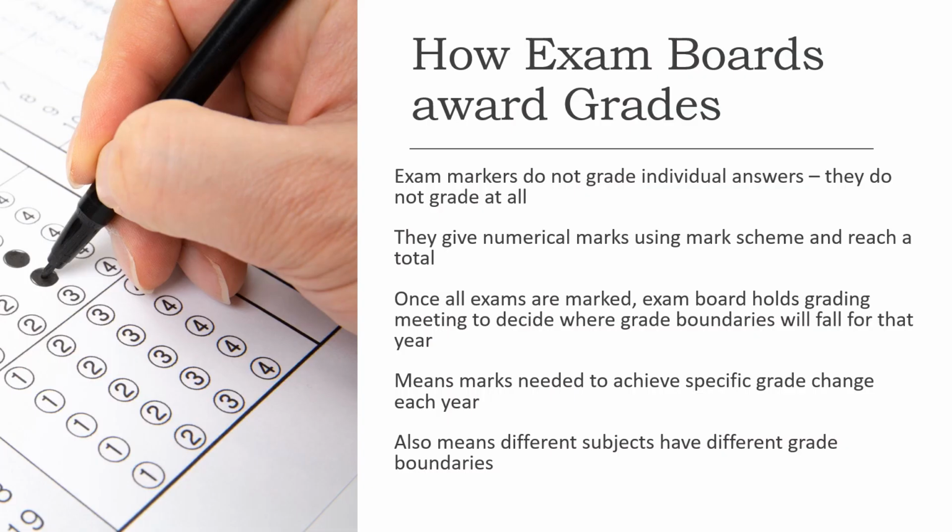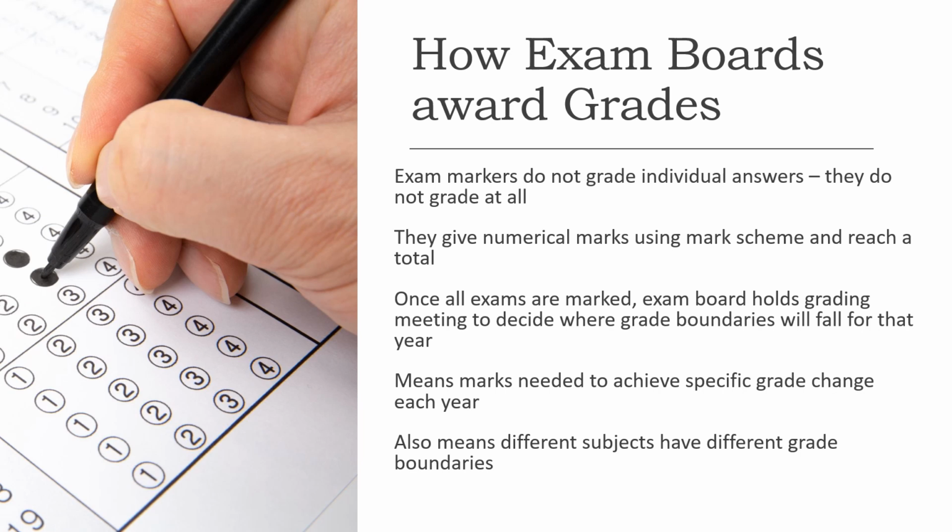So just to give you some idea of how this actually works when it comes to your real exams, I wanted you to be aware that exam markers do not grade individual answers. In fact, exam markers don't grade what they mark at all. They give a numerical mark using the mark scheme, which is what I've done, and they reach a total for each paper. It's only when all the exams and all the papers have been marked that the exam board then holds a grading meeting. And that's when they decide where the grade boundaries are going to fall for that year.